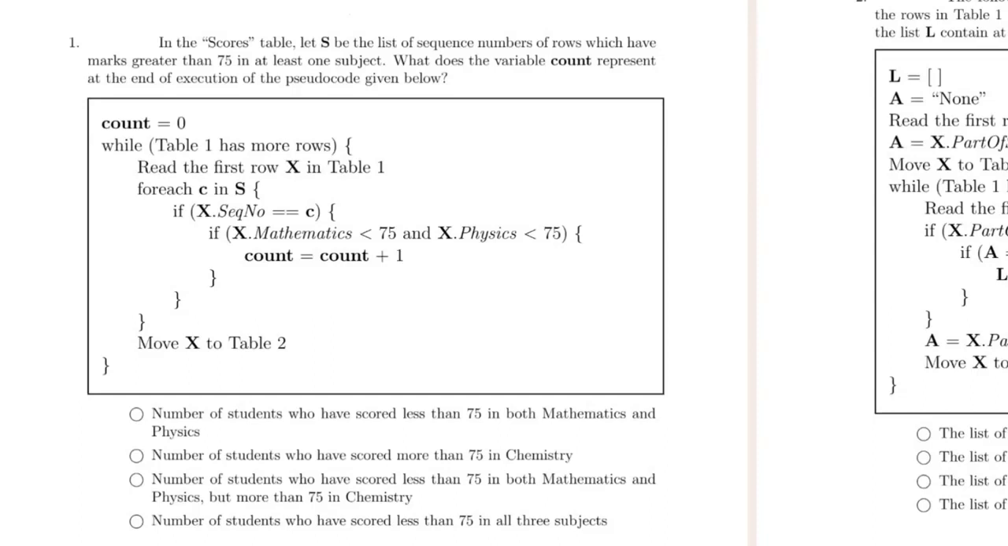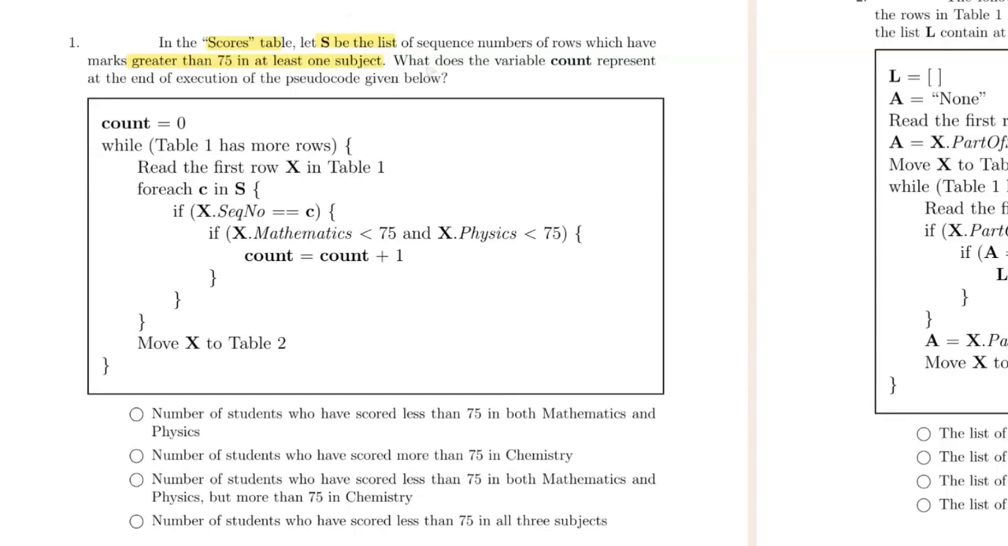So let's start with computational thinking for week 5. Our first question is, in the scores table, let S be the list of sequence numbers of rows which have marks greater than 75 at least in one subject. So S is the list in which students have marks greater than 75 at least in one subject.